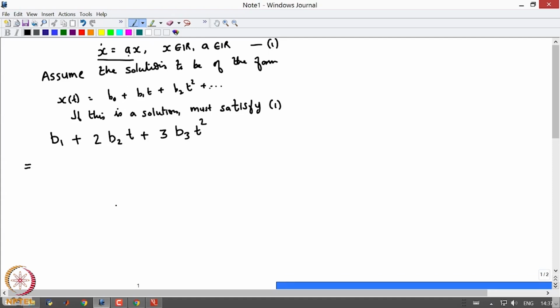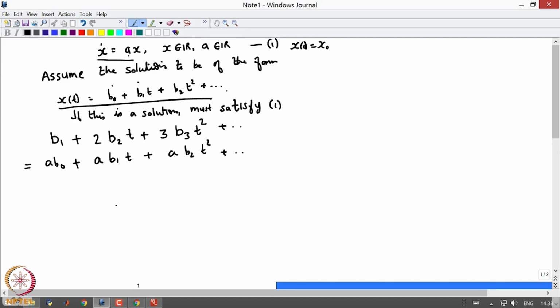This is equal to a times x, this is my x. So, this will be a b0 plus a b1 times t plus a b2 times t square and so on, and all the higher powers. Okay. Now, if this is the solution, let us also assume that x at 0 is some x naught. If this is the solution, what are the unknowns?